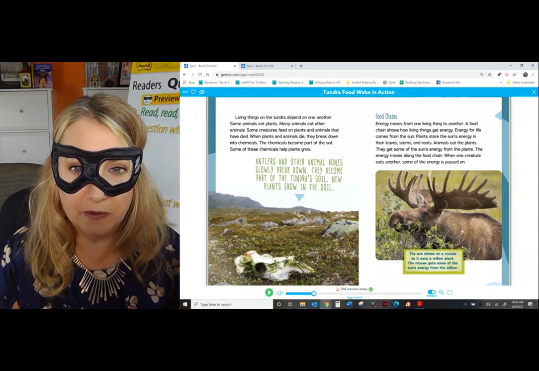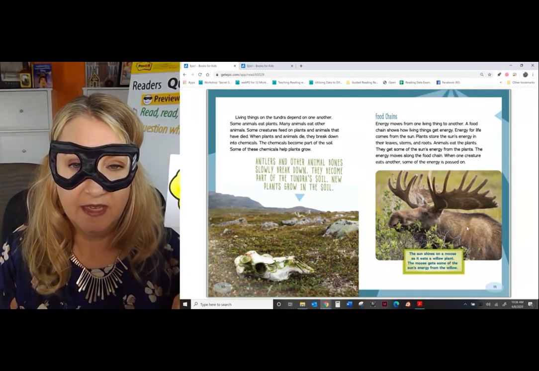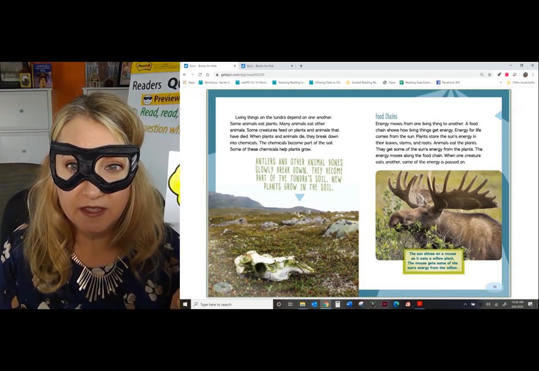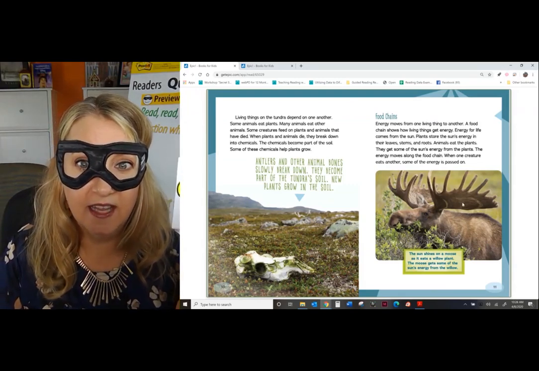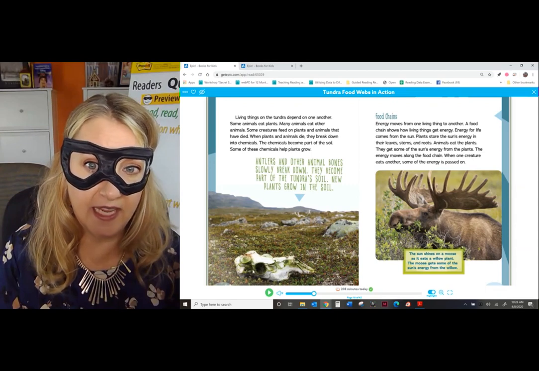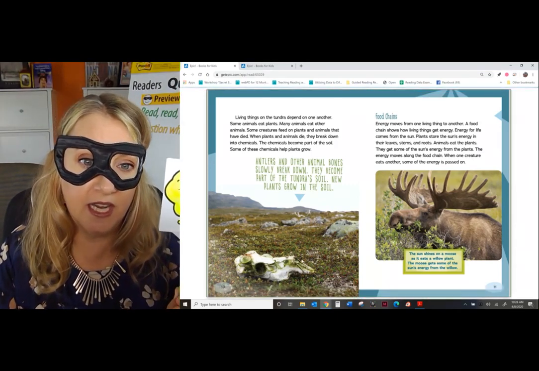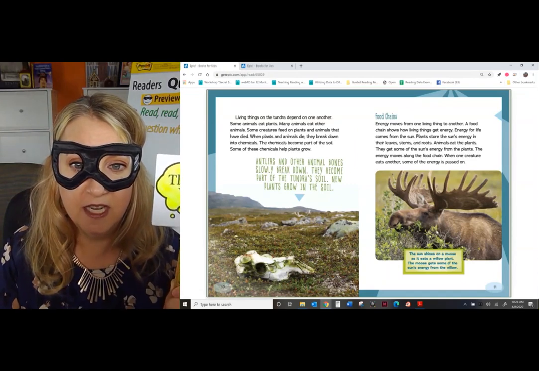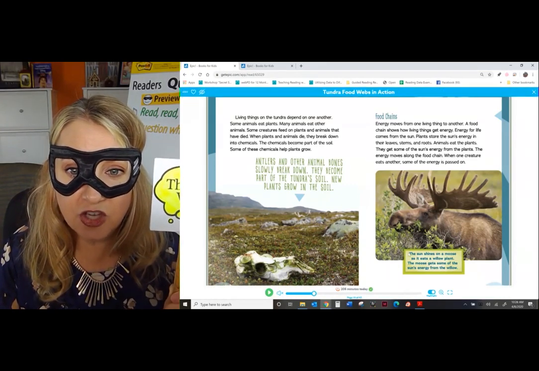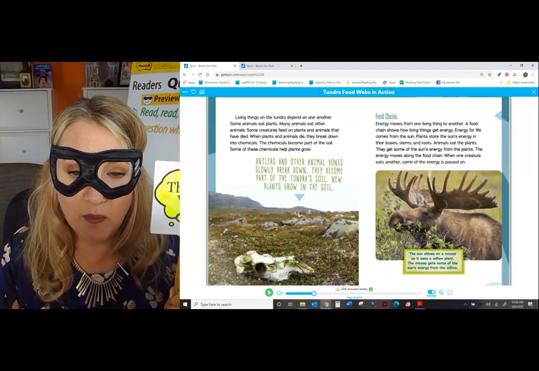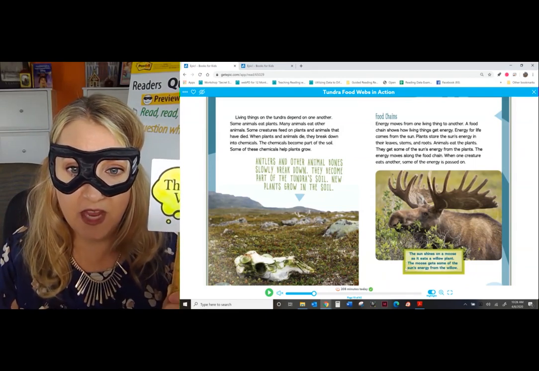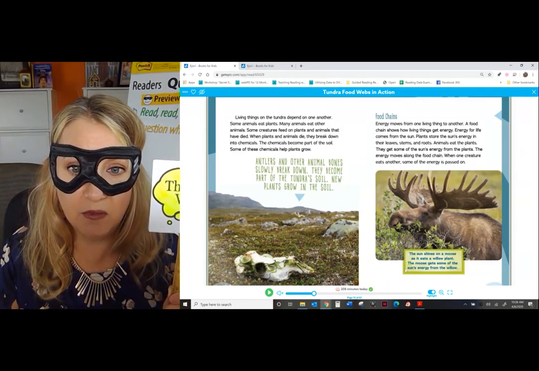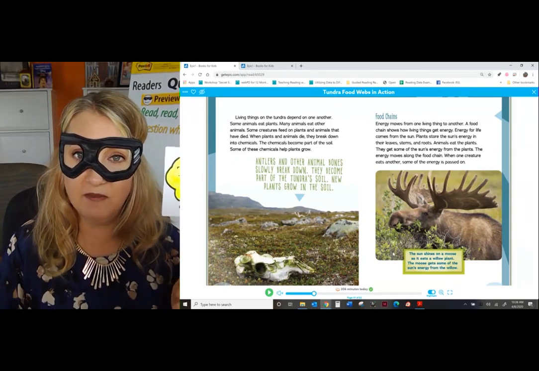So what's in the photo? Yeah, a moose. And what's it have on its head? Antlers. Is that making you think about the antlers? It could. It could bring a connection to something that you've just read. Your thinking voice is talking to you. Let's read the caption. The sun shines on a moose as it eats a willow plant. The moose gets some of the sun's energy from the willow. Okay, so you have any thoughts?